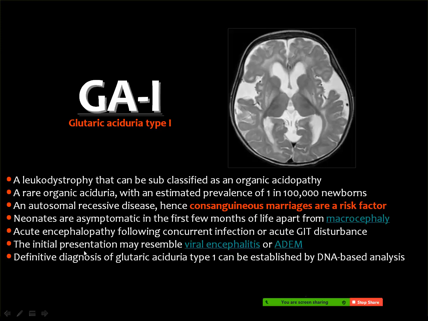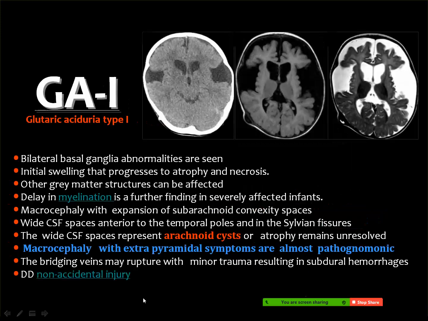The initial presentation may be similar to viral encephalitis or ADEM. Then, if you look at the brain CT or MRI, you see the characteristic appearance of the bat's wing configuration of the sylvian fissures. These bat's wings or enlargement of the sylvian fissures may be due to atrophy or may represent arachnoid cysts.